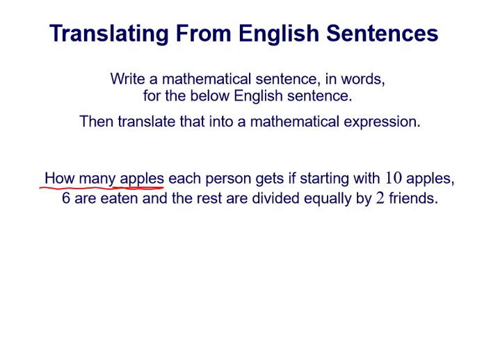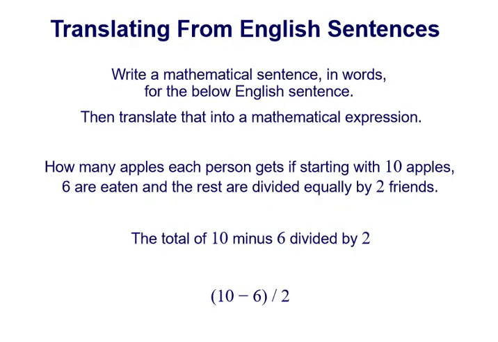The apples each person is going to get. If you start with the 10 apples, but then 6 are eaten, or you can think eaten or subtracted or taken away from, so you have that quantity, which we don't know. But then the rest of that unknown quantity are divided equally by 2 friends. So mathematically, that mathematical sentence will look like the total of 10 minus 6, that's the eaten part, and then divided by 2, that's the divided equally part.